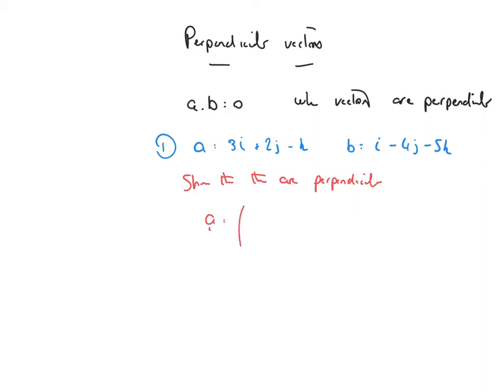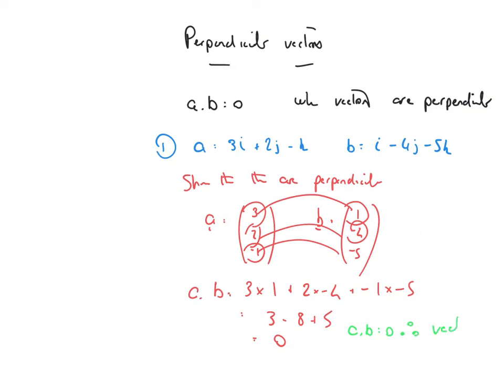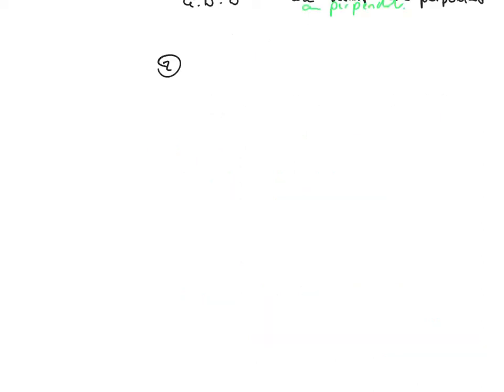Okay, so let's write them in column form. (3, 2, -1) and (1, -4, -5). So a dot b equals 3 times 1 plus 2 times minus 4 plus minus 1 times minus 5. That's then 3 minus 8 plus 5, which is 0. a dot b equals 0, therefore the vectors are perpendicular. Okay, that's that one.